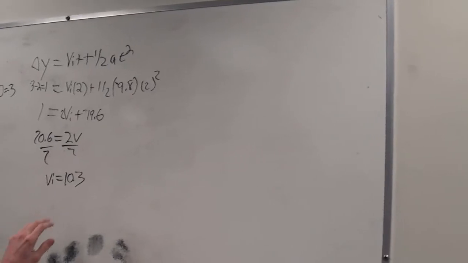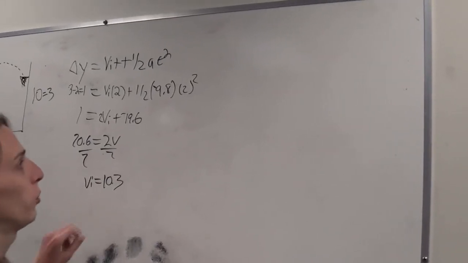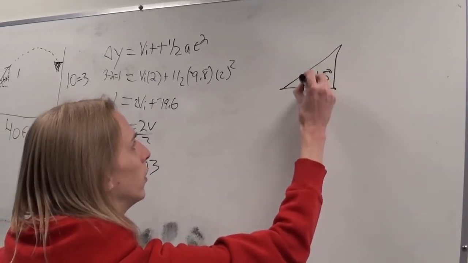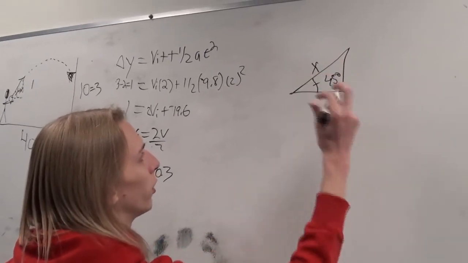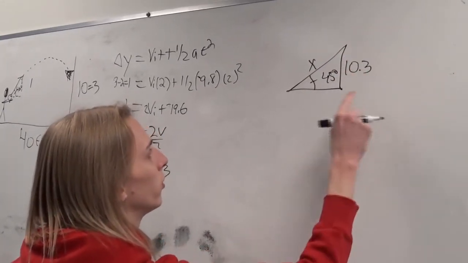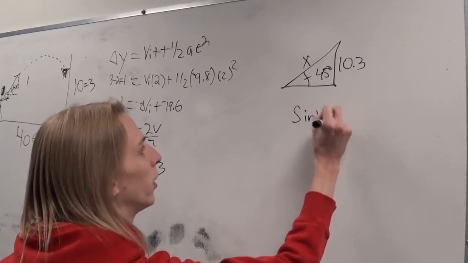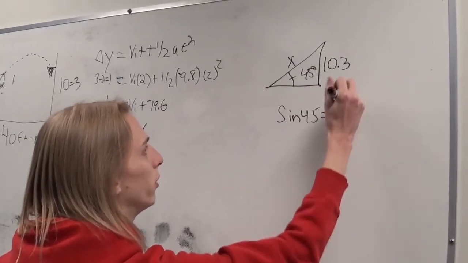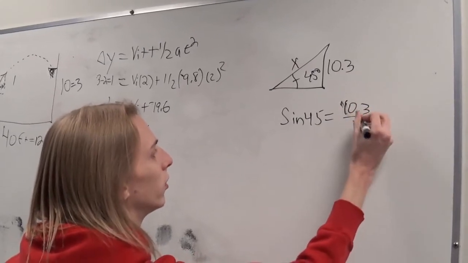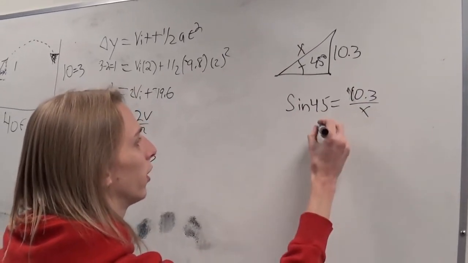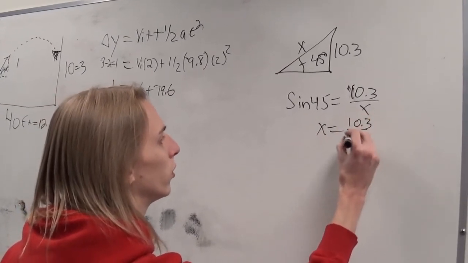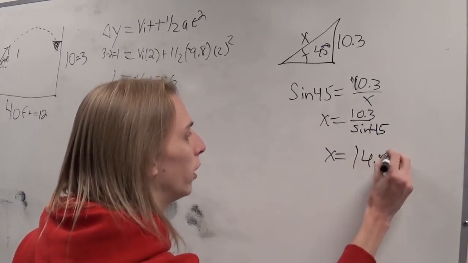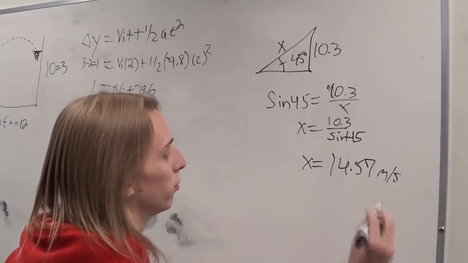So, in order to get the actual velocity coming out at 45 degree, we need to use our sine technique. So if we draw our triangle with a 45-degree angle, we got x right here, that's what we're trying to find, and then we got 10.3 right here. So if we have the sine of 45, because we have opposite over hypotenuse, sine of 45 is equal to 10.3 over x. So now we just rotate the sine 45 in the x. We got x is equal to 10.3 over sine of 45. X is going to equal 14.57. And that's meters per second because it's velocity.